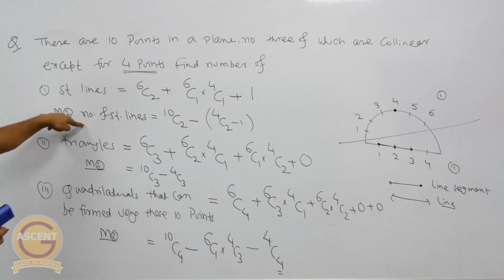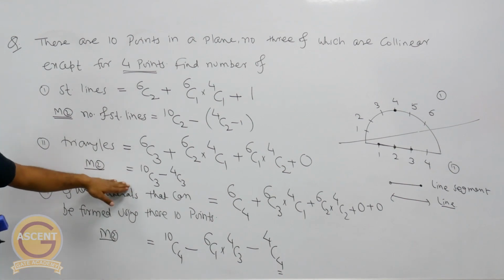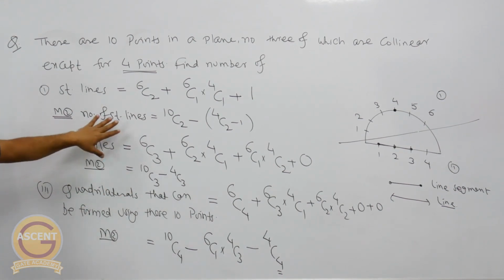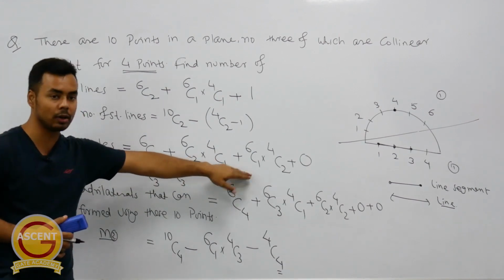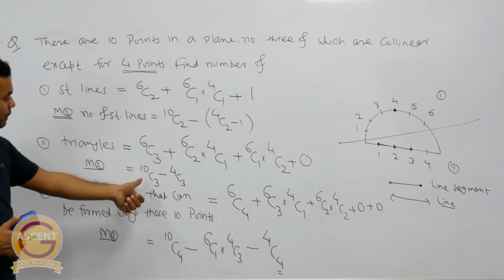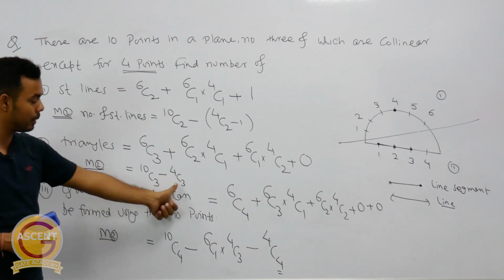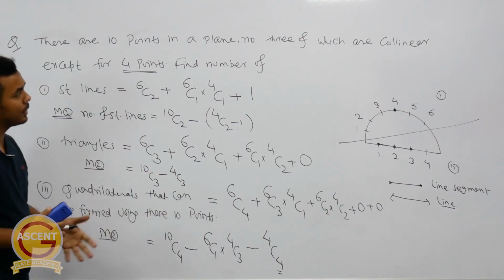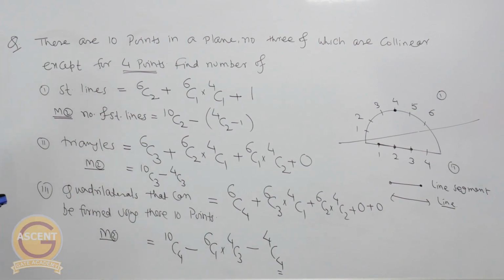I prefer method 2 because in this second method you have to do fewer calculations. For example, in the case of the number of triangles, if you are solving using method 1, then you have to calculate all these terms. But if you are solving using method 2, then you have to find only 10C3 minus 4C3. So this was a very interesting problem. After this we will start probability.